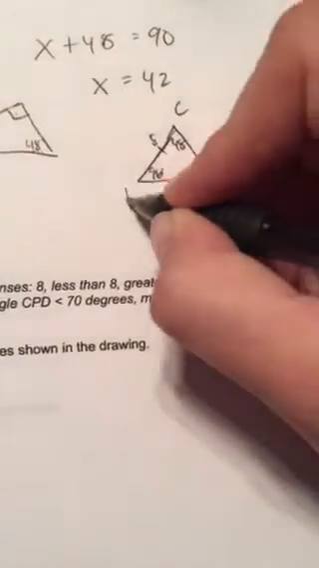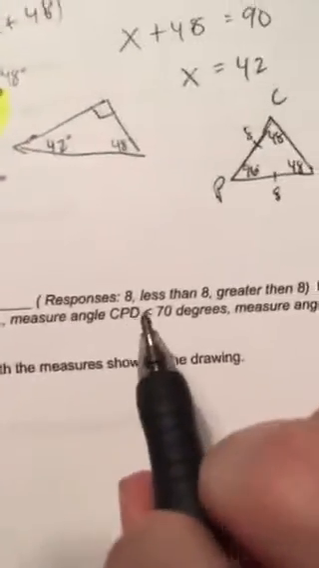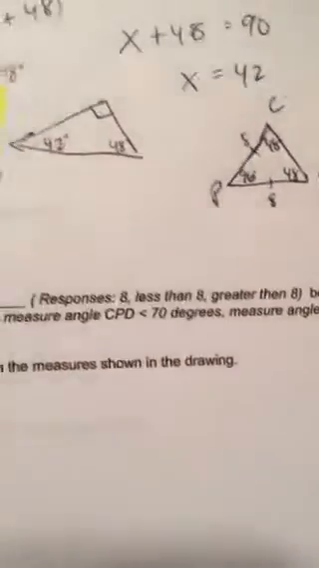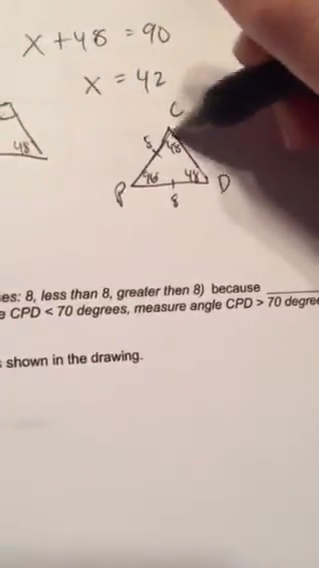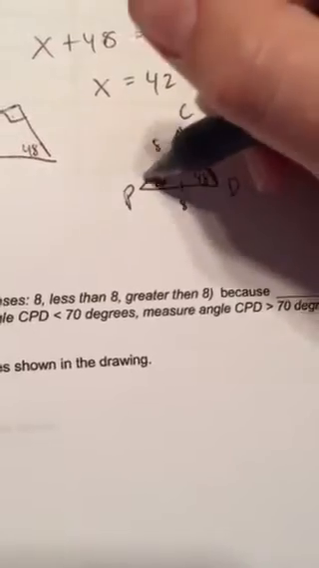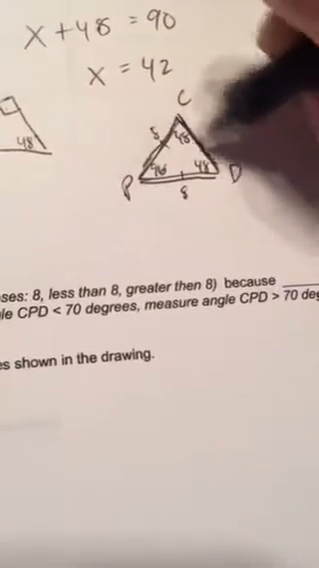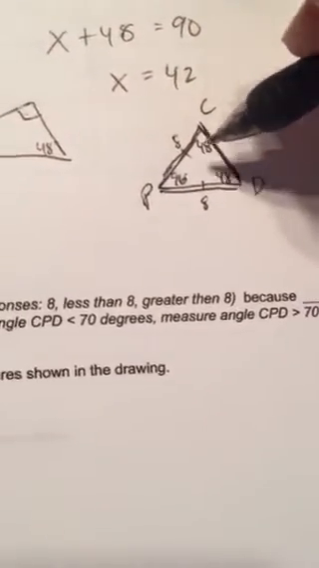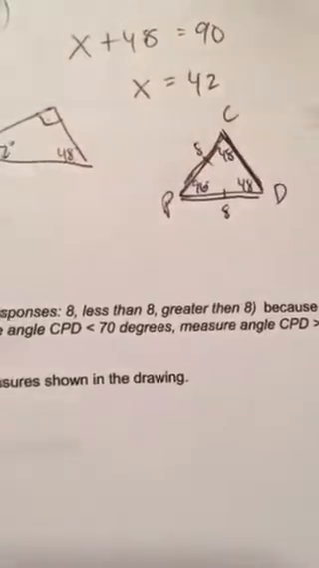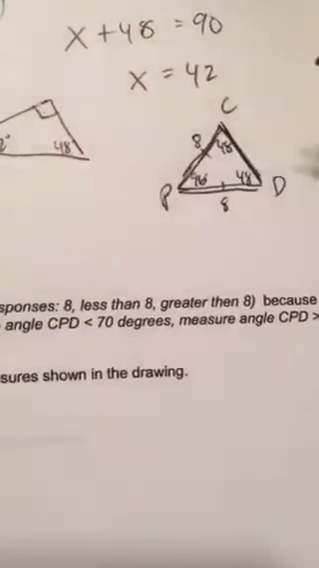We know this is C, we know this is D, we know this is P. They said down here the length of CD is 8, less than 8, greater than 8. So CD is right here. Well, you know this is 8 and this is 8. Now, it's not going to be 8 because it's not an equilateral, otherwise we'd have all equal angles. We don't, so it's definitely an isosceles triangle.